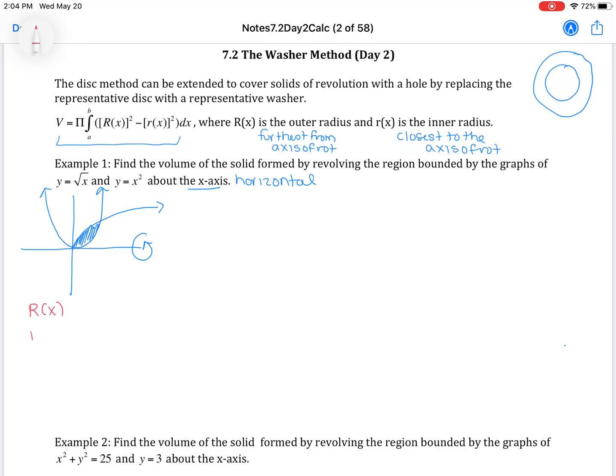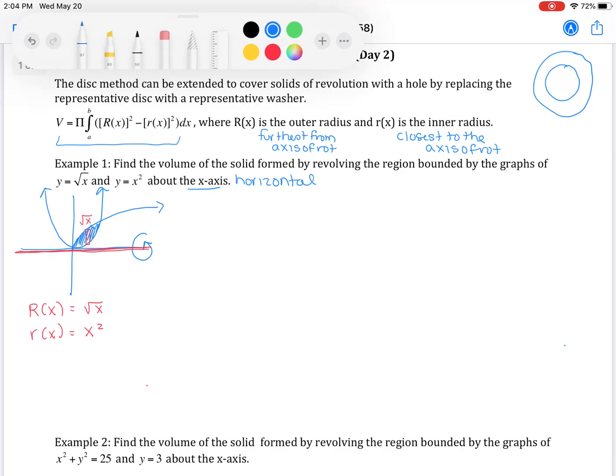So if we look here, if we identify our uppercase and lowercase r of x, if we're rotating it along this axis right here, furthest from that in that particular region, if we were to make ourselves our rectangle, is the square root function. So that would be square root of x. Closest to that would be our parabola, which is x squared. So in determining who is who, that's what we have.